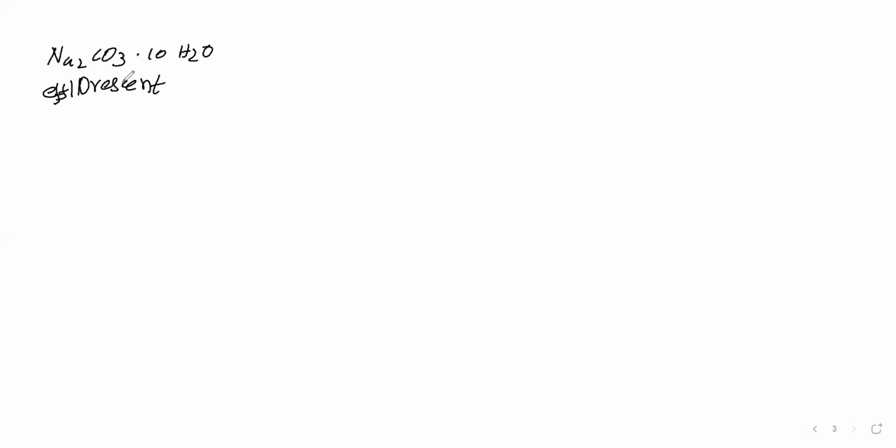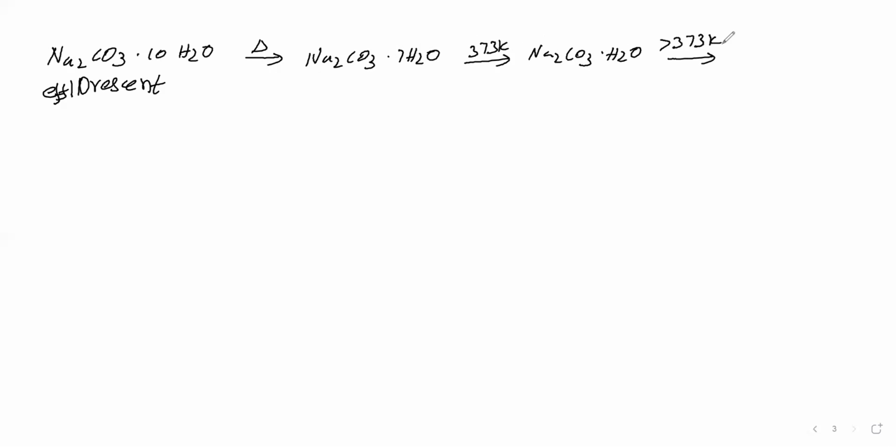Sir, what happens to this washing soda on heating? On heating, it loses water molecules. On heating to 373 Kelvin, it becomes Na2CO3.H2O. On heating to greater than 373 Kelvin, it becomes soda ash. It becomes soda ash.